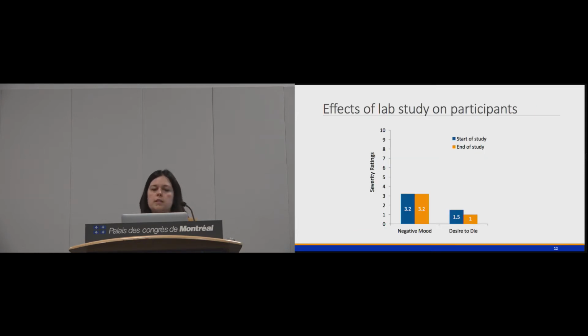Of course, we were concerned about the impacts of this lab study on our participants, so before this interview happened and afterwards, we asked them about their mood and desire to die, and fortunately, there were no increases in negative mood or desire to die.